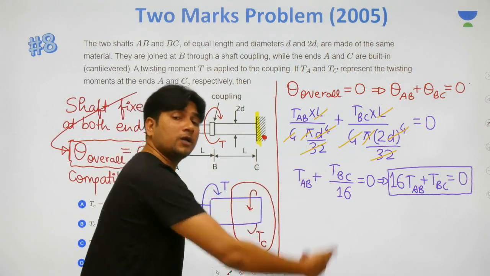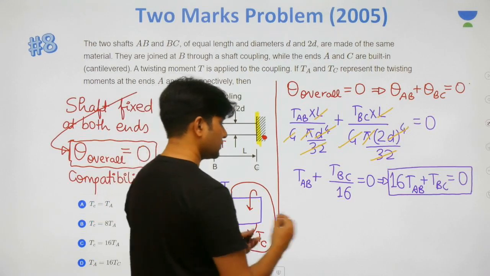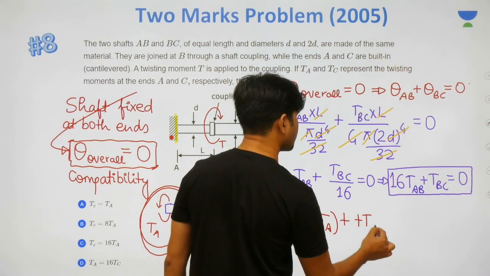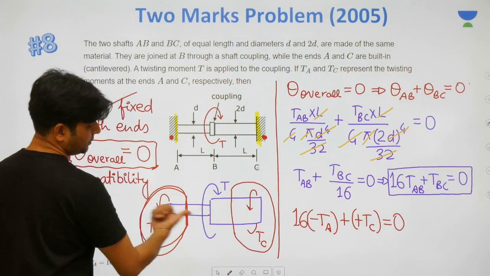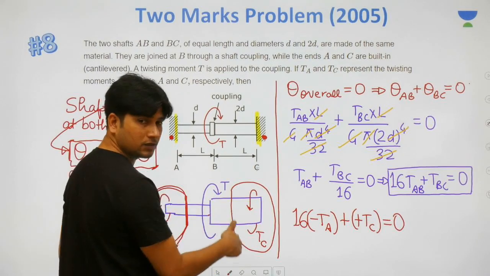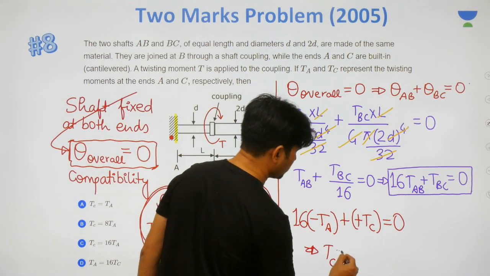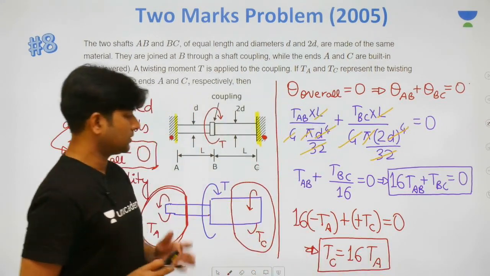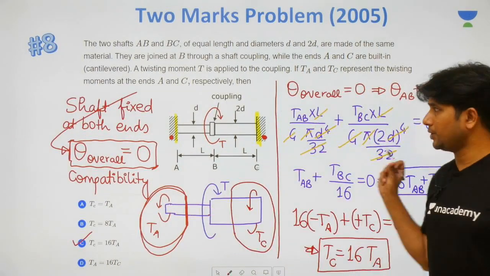And for BC segment, calculating from the right side is easier, though you can calculate from the left side also. So calculating from the right side, you get plus TC. So in AB segment, it is minus TA, and in BC segment, it is plus TC. I'm using the right hand rule to write the sign. If the thumb goes towards the section, then twisting moment is negative. If the thumb goes away from the section, then the twisting moment is positive. So you get TC is equal to 16 TA, which is the third option available. Congratulations once again. You get 2 marks.